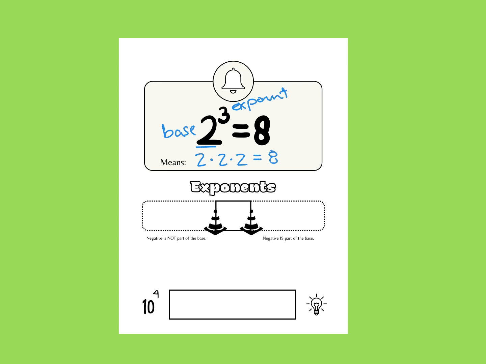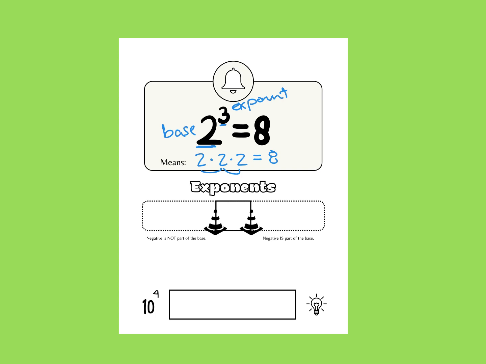2 times 2 is 4. And then 4 times 2 is 8. So what it does not mean is we're not taking and multiplying those two numbers, 2 times 3. It means we're taking the base times itself, however many times the exponent tells us.